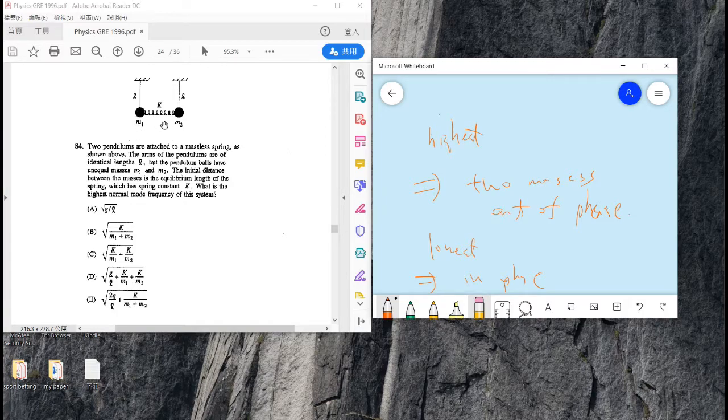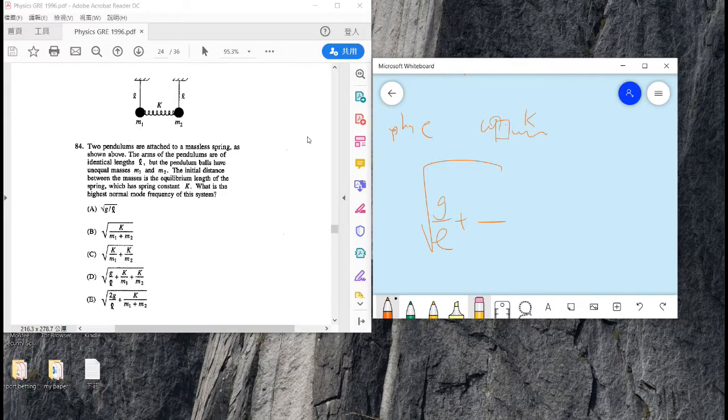And when it's out of phase, it's similar to the original g over l, but plus each k term. You remember if you have a single spring and a mass, then the frequency is k over m. So just k over m1 plus k over m2, which is out of phase. So out of phase, just add all of the frequencies together. So the answer is D.